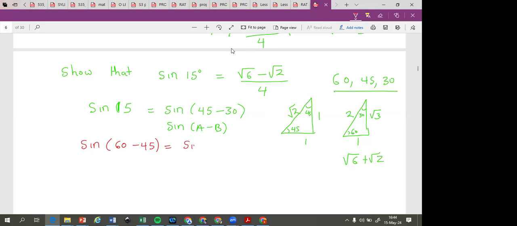In fact, let me just use this one. This is cos of 45. But those who have used 45 and 30, please continue. The beauty is you get the same answer.